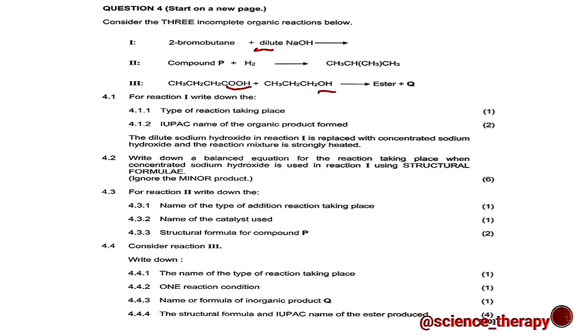Now 4.2 says write down a balanced equation for the reaction taking place when concentrated sodium hydroxide is used in reaction 1 using structural formulae. Ignore the minor product. Now we know one thing. If concentrated sodium hydroxide is used instead of the dilute sodium hydroxide, this is no longer a substitution reaction, it is elimination reaction. Now how do we show this one?